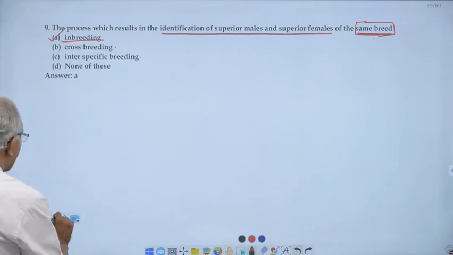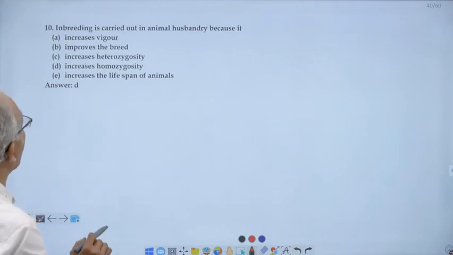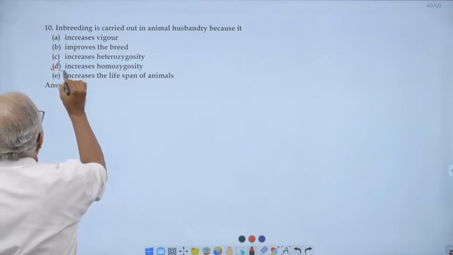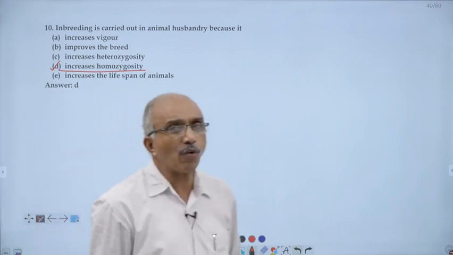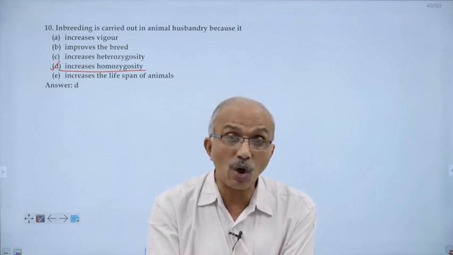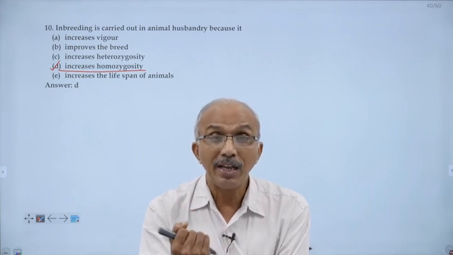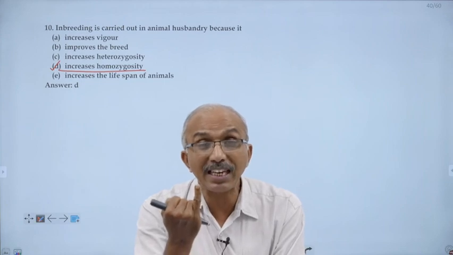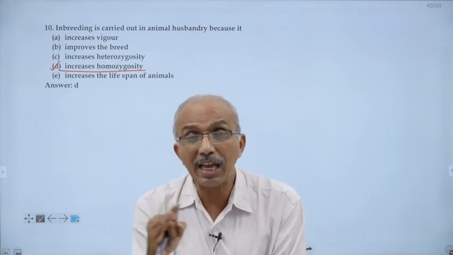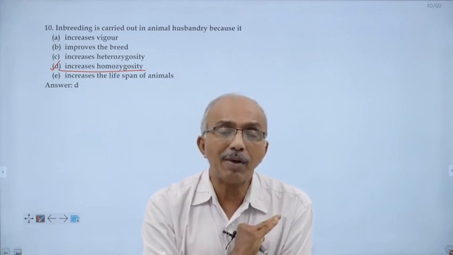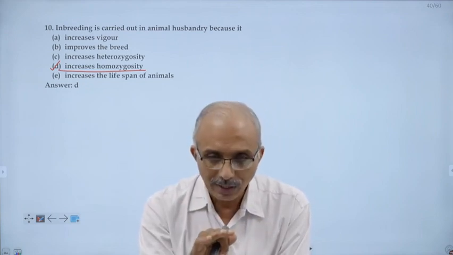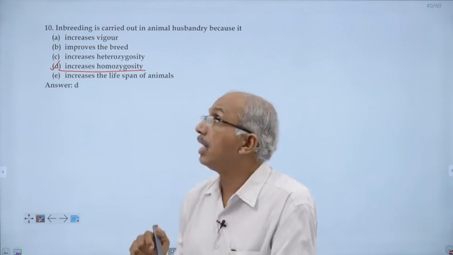Now the answer comes to question number 10. Inbreeding is carried out in animals because it increases homozygosity. One of the advantages of inbreeding, mating of related animals of the same breed, is that it increases homozygosity. What are the advantages of inbreeding? It increases homozygosity. It eliminates the inferior genes because we select only the superior animals. It gives a chance to accumulate the superior genes. The disadvantage is inbreeding depression.